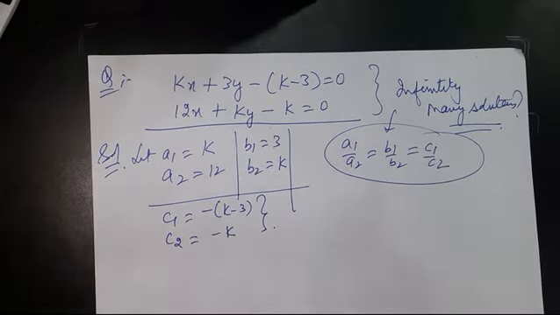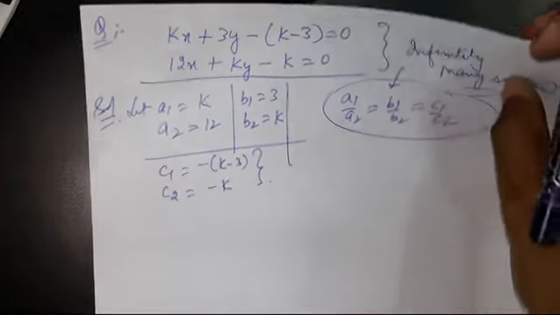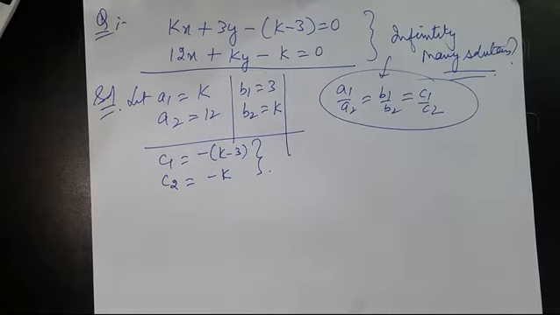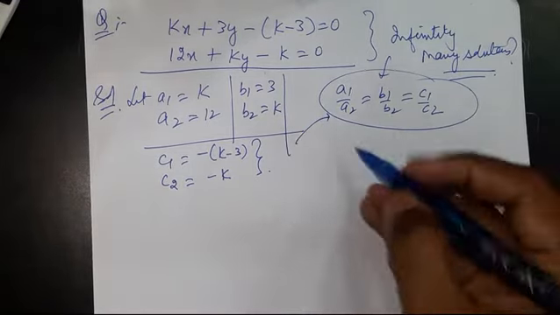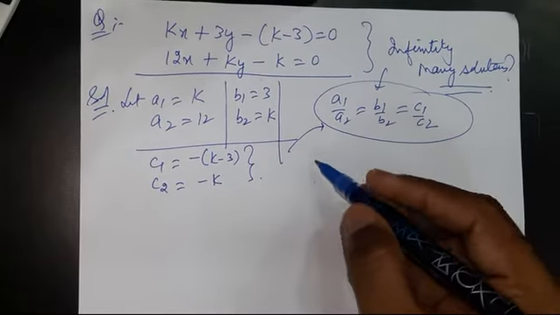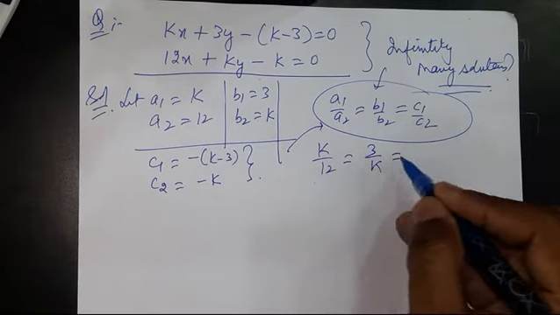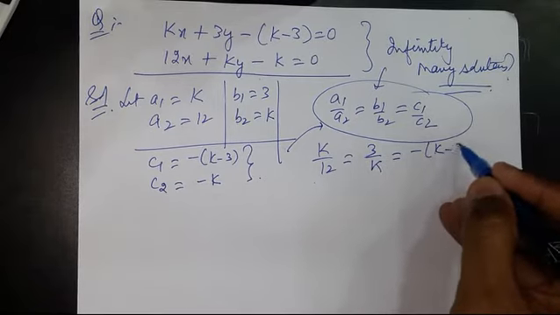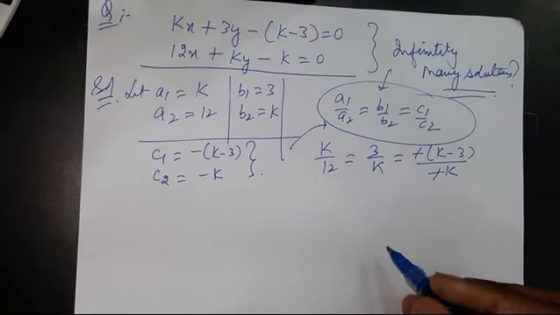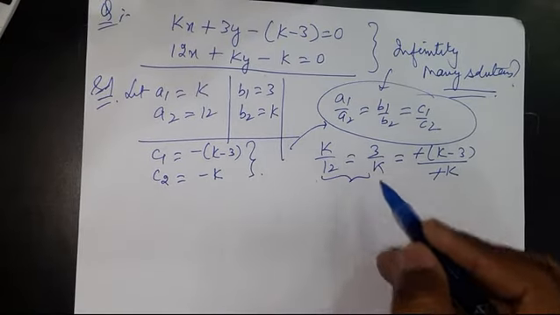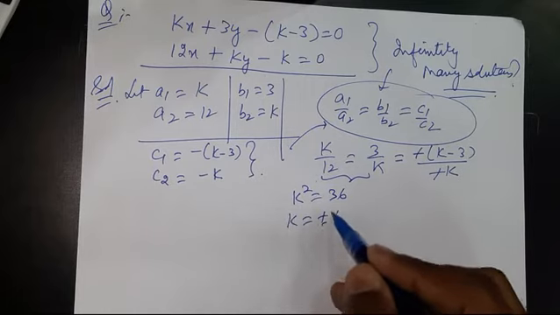As the equations we were using all have positive coefficients, standard equations. So what you will do, now put these values here. So a1 upon a2, that means k upon 12, is equal to 3 upon k, is equal to minus k minus 3 upon minus k. Minus minus cancels. So for the very first two equations, you will get k square is equal to 36, means k is equal to plus minus 6.